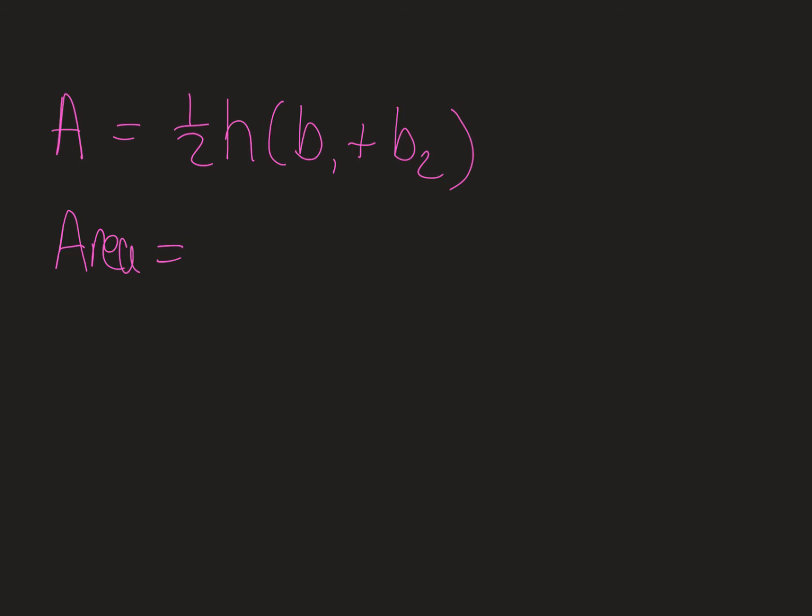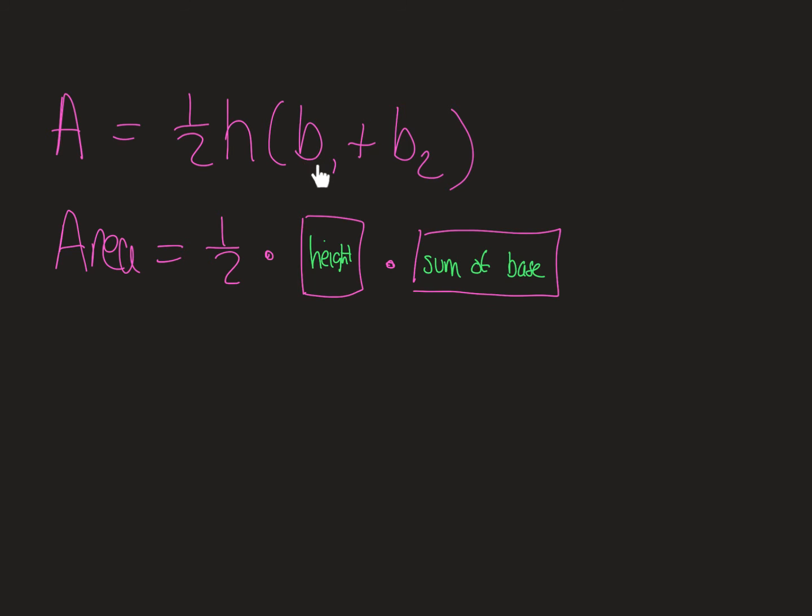The formula for the trapezoid looks like this. So this is our most complicated one we've done so far. And what it's saying is that we're going to take 1/2 and we're going to multiply it by two things. The first thing we're going to multiply it by is the height. The second thing is we're going to multiply it by the sum of the bases. So we're going to take base number 1 and add it to base number 2. The sum of the bases.